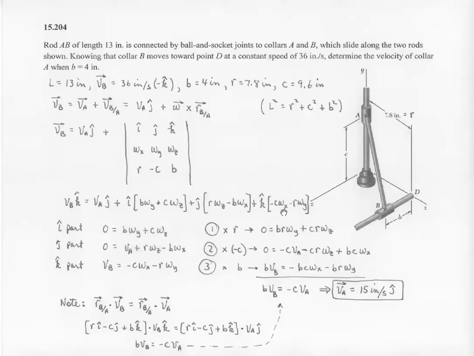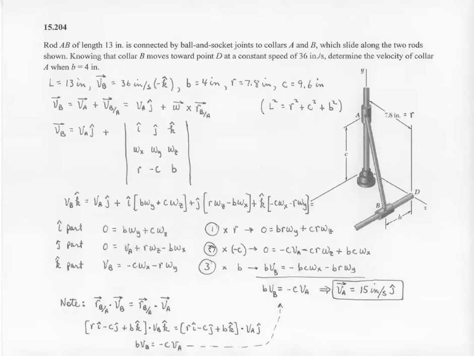So there it is. If you look at the I parts of this equation, there's no I on the left side, but there is an I term on the right, which would be b omega Y plus C omega Z. The J term, none here, but there's a J term right there, and then this further J term, R omega Z minus b omega X. And then the K term, there is a V sub B on this side, and the K term is minus C omega X minus R omega Y.